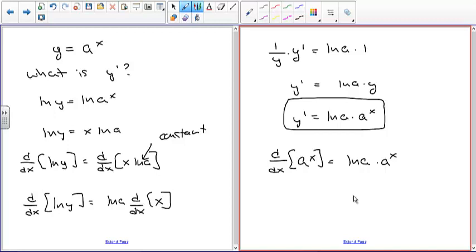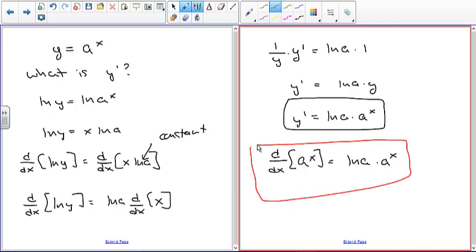So the only difference between the derivative of e to the x and a to the x is that you just have to multiply the original exponent by the natural log of the base. If a is e, I get the natural log of e, which is 1. And so for the special case of a equals e, it defaults back to the original derivative we came up with the other day. So that's our next formula. That's the derivative. So let's put a square around that one.